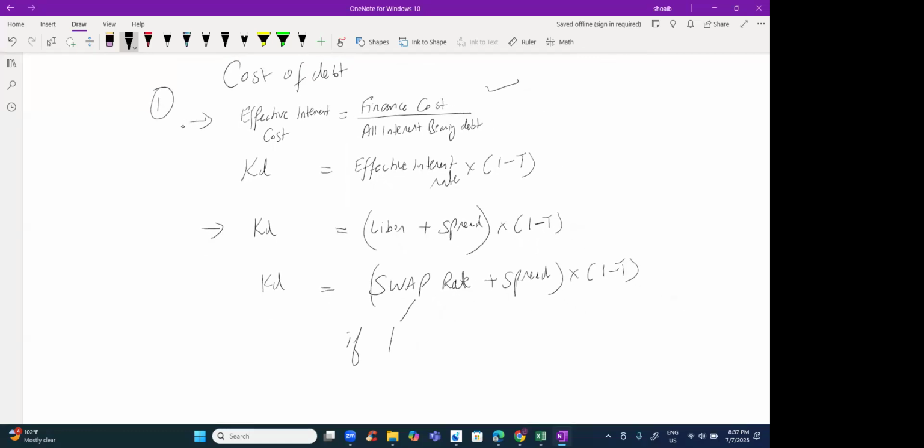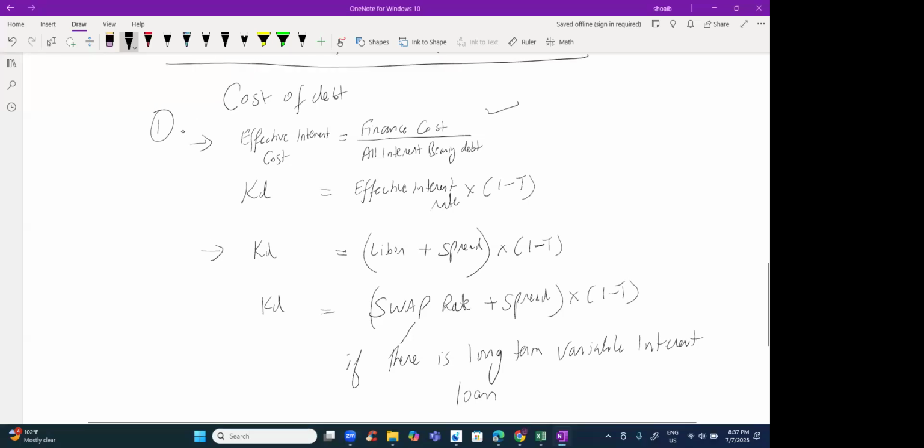So when to use this swap rate? If there is a long-term variable interest loan. Obviously, in my company, we know the financials, so we normally use this first one.